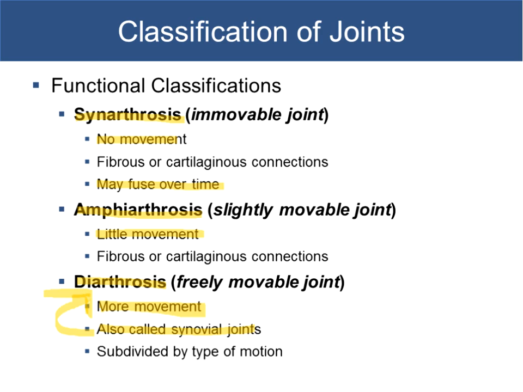So the three functional classes of joints are synarthrosis, amphiarthrosis, and diarthrotic joints. Synarthrotic joints are what we consider immovable joints. And what we know about joint strength and joint mobility is that as one increases, the other decreases. If synarthrotic joints are immovable joints, then already in your mind you should be visualizing, okay, these must be very strong joints. There's very little, if any, movement at all. Sometimes the joints can fuse over time. Fibrous and cartilaginous connections are good examples of synarthrotic joints.